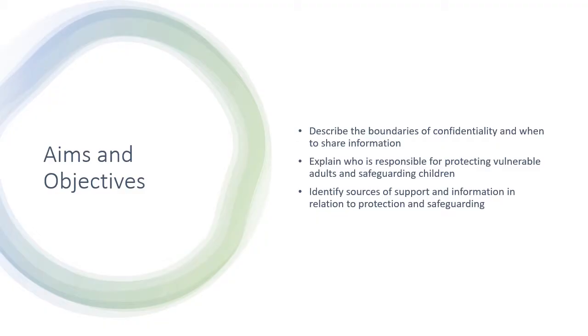The aims and objectives of this session are by the end of the session, you will be able to describe the boundaries of confidentiality and when to share information. You will be able to explain who is responsible for protecting vulnerable adults and safeguarding children, and you will be able to identify sources of support and information in relation to protection and safeguarding.